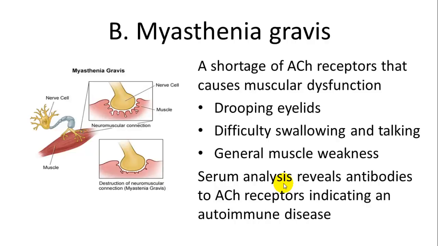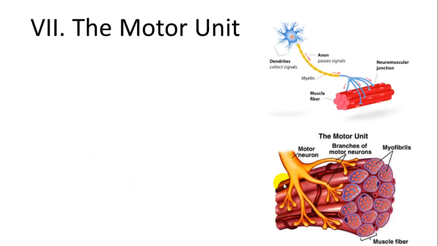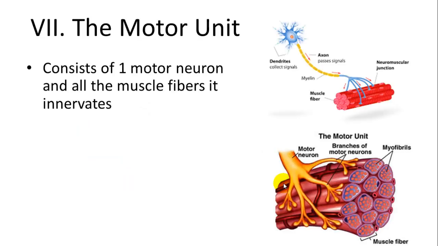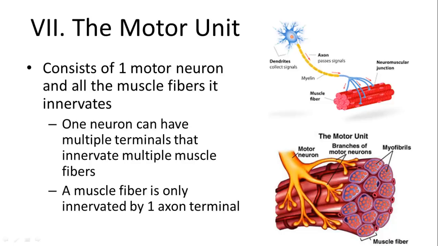All right, so now moving more macroscopically, let's talk about the motor unit, which consists of one motor neuron and all the muscle fibers that it innervates. You can see a motor neuron can split up into many different axon terminals, and all the muscle fibers it touches are the motor unit. A muscle fiber is only innervated by one axon terminal, though.